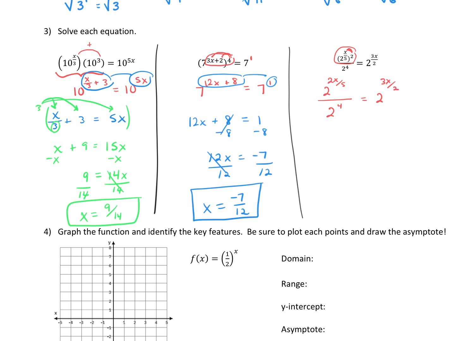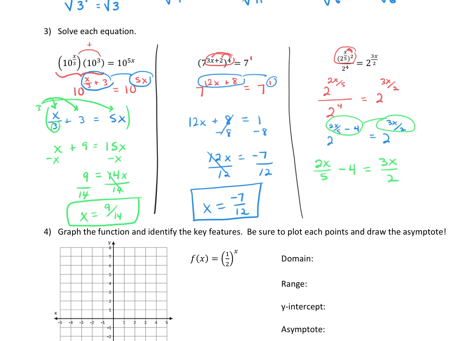Okay, so now we have a situation where we are dividing the same base. When you divide the same base, you're going to keep your base, and we can either add, subtract, or multiply the exponents. This is the type of problem where you're going to subtract the exponents. So 2 to the 2x over 5 minus 4 equals 2 to the 3x over 2. And now we've got 2 to a power is equal to 2 to a power. So when your bases are the same, that means your exponents will be equal to each other. So our new equation is 2x over 5 minus 4 equals 3x over 2.